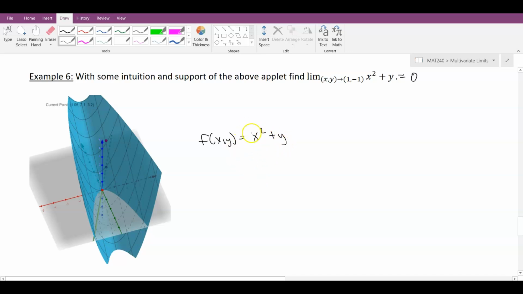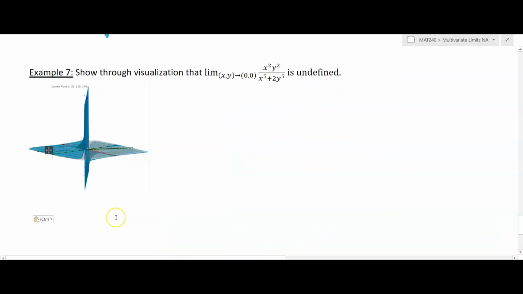Well, no, there's no holes in this graph. There's no value of x that you can't square. And you can always add a number to another number. So the square of a number, think of that as just one number. And I can add any two real numbers together. So those added together will produce a real number. So no discontinuities in this function at all.